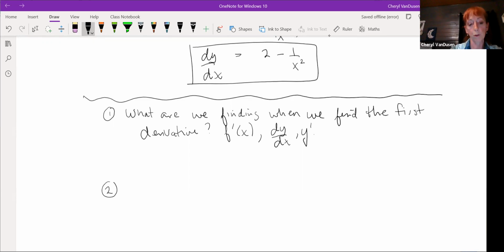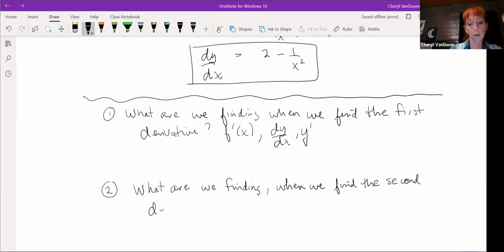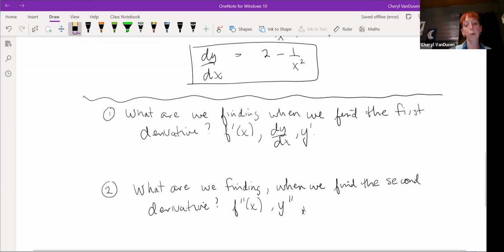The second question is part and parcel with this: what are we finding when we find the second derivative, or f double prime x, y double prime? I'll write it with those 2 ways. Those 2 ways are enough right now. Okay, what are we finding?